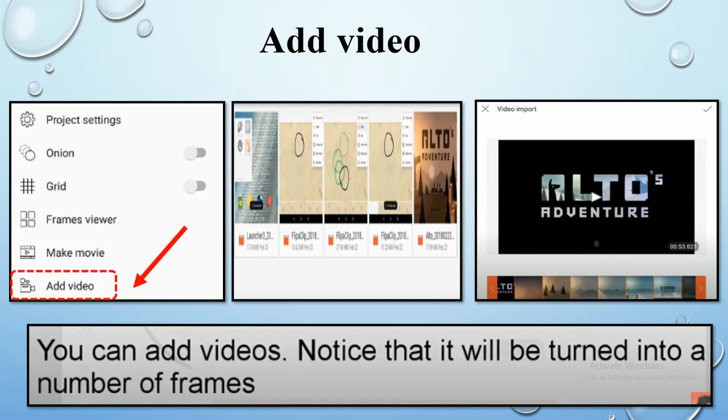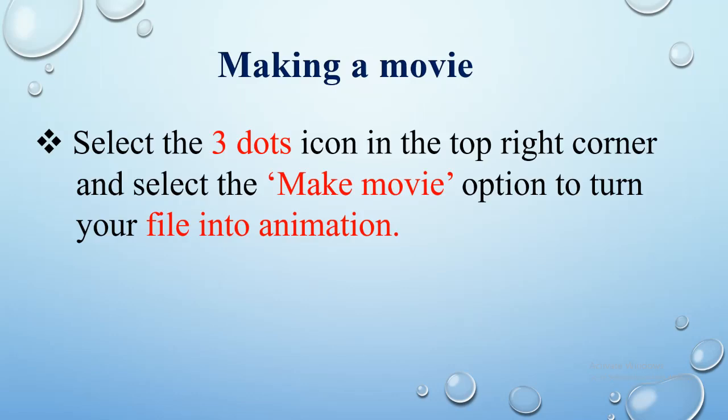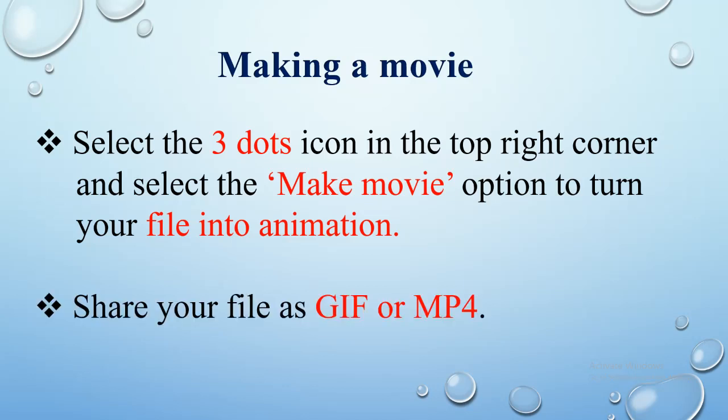So you can add videos. If you add a video into your animated file, it can be turned into a number of frames. Then making a movie: select the three dot icon on the top right corner and select the make movie option to turn your file into animation. After you make a movie, you can share your file as GIF or MP4.